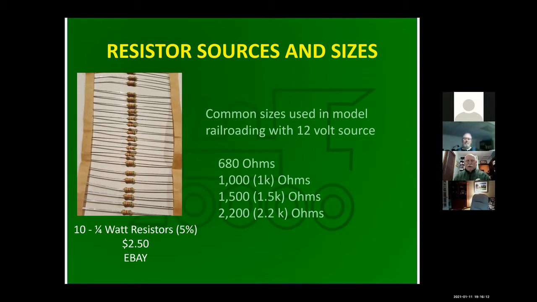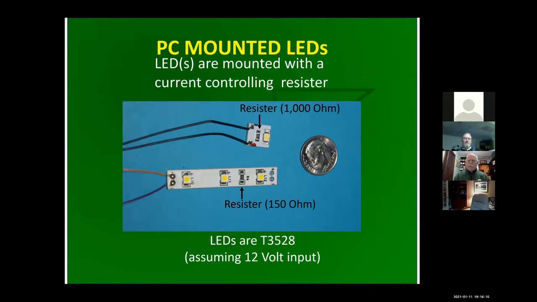But sometimes people don't want to fool around with that, and they buy PC mounted LEDs, which are LEDs mounted on a PC board, and you have both the LED and the resistor yourself. So here's your 3528, and here's your dime, not very big. This resistor is for 12 volts. They're using 1,000 ohm, which is a pretty common resistor used for controlling LEDs on railroads, because even inside a locomotive, you're looking at 12 to 14 volts. That same resistor would probably be used.